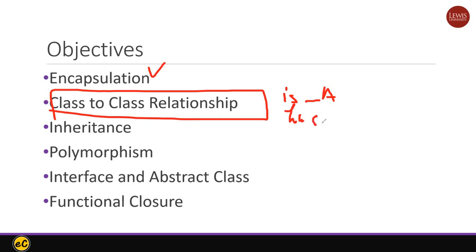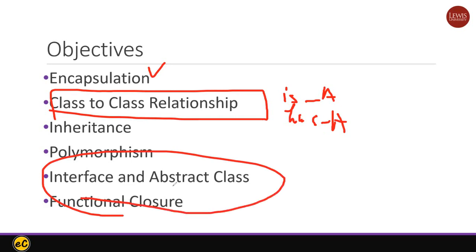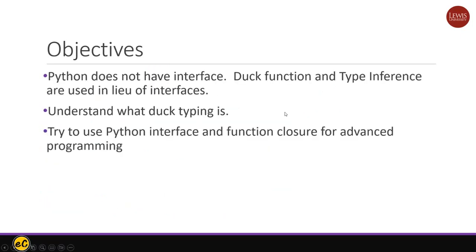We use a baseball and a basketball team to demonstrate it. There are extra topics such as interface, abstract class, and function closure. We'll go through the slices, okay? So the objective is to try to understand OOP completely.